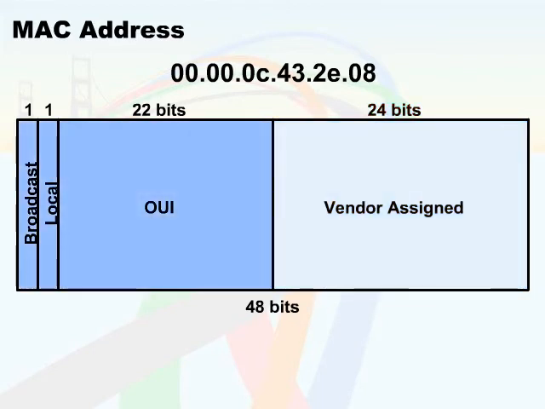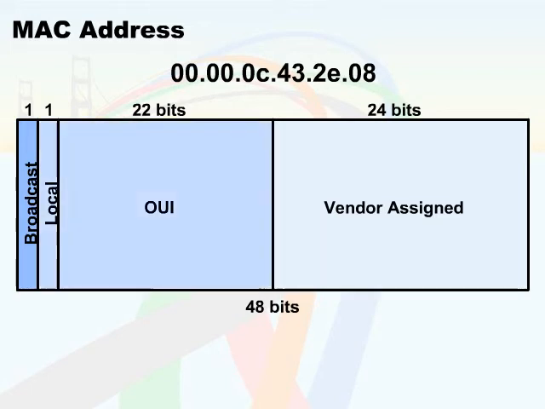The Organizational Unique Identifier is also 24 bits in length, and the first 2 bits of any MAC address are broken up into the broadcast or local attributes of the MAC address itself. If the broadcast multicast bit, which is the first bit, is flagged as 1, it will indicate to a target station that the frame is destined for all or for a group of end stations on the particular segment.